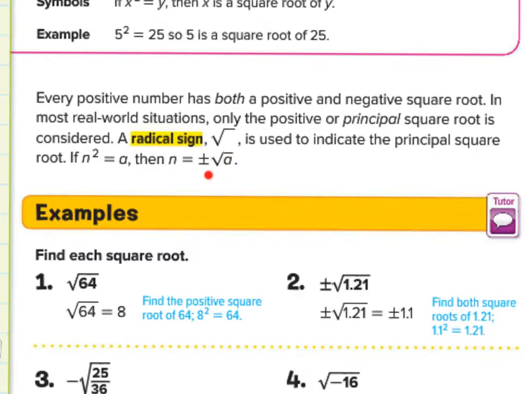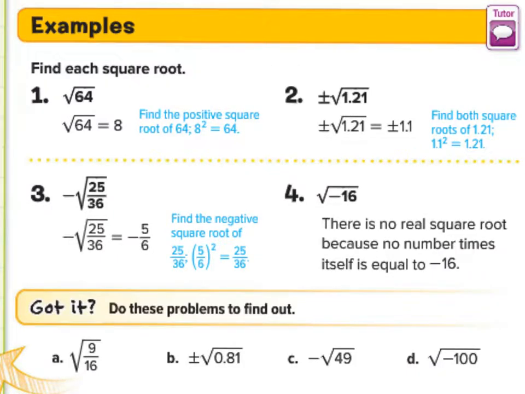The reason we say positive or negative is because, don't forget, if we multiply a number by itself and they're both negative, it's going to be a positive number. Let's quickly look at these 4 examples. We have the square root of 64. What number multiplies by itself to give you 64? 8. Plus or minus square root of 1.21.